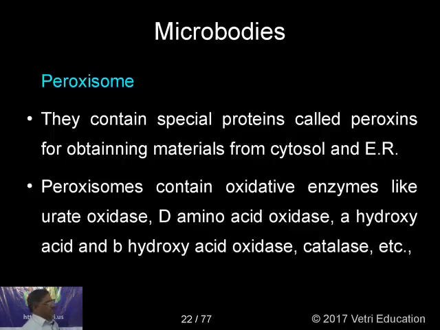They contain special proteins called peroxins, and obtain material from the cytosol and endoplasmic reticulum. Peroxisomes contain oxidative enzymes like urate oxidase, D-amino acid oxidase, hydroxy acid oxidases, catalases, etc.